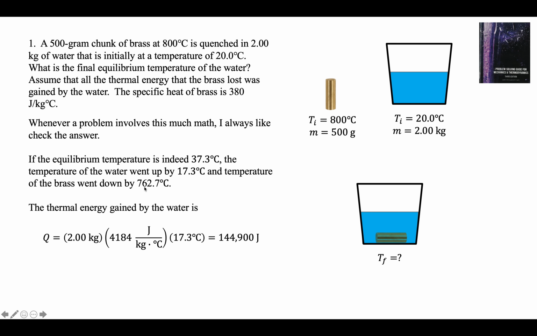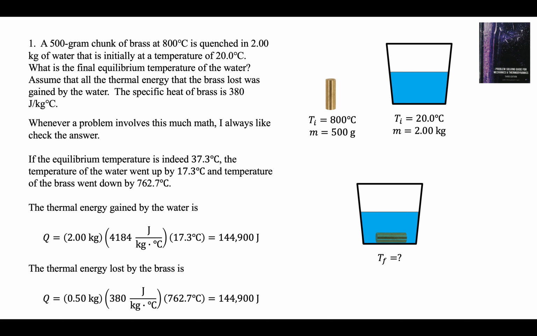So I'm just going to calculate the Q's. 2 kilograms of water, there's the specific heat, there's the delta T. It's 144,900 joules gained by the water. The thermal energy lost by the brass: half a kilogram, 380 joules per kilogram per degree Celsius, there's the delta T, and you punch in the numbers, and you get 144,900. Bingo. Gotta be right. That's Problem 1.